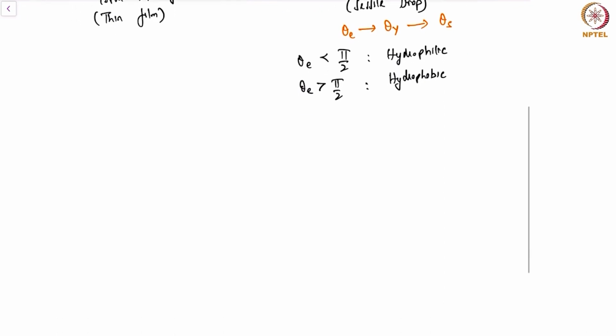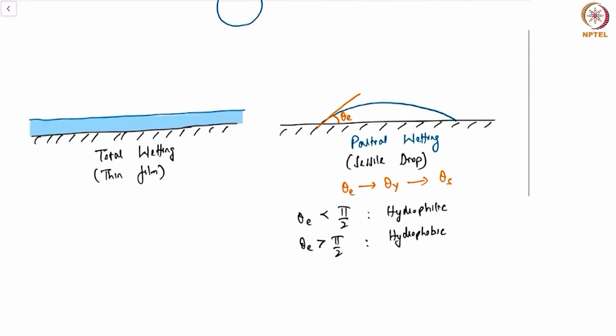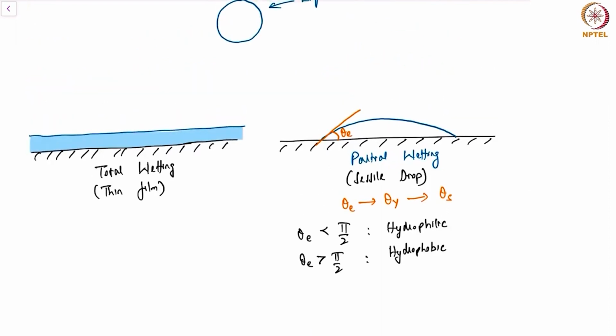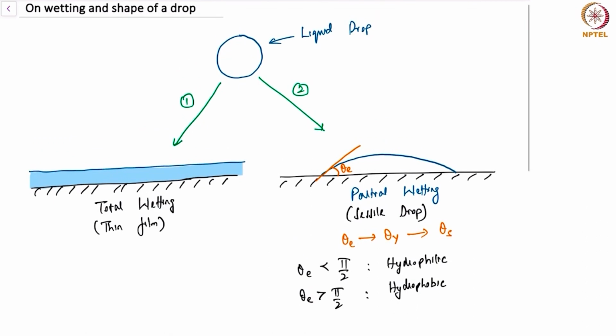Now we'll define a few important terms. Now there are two possibilities that we have here. The one possibility is that you could actually have a thin film that forms. We'll call this configuration 1. Or you could have a sessile drop form, or a partial wetting that happens. This is configuration 2. So we want to find out, is there a way for us to predict which of these is likely to occur when you bring a liquid droplet onto a solid surface?